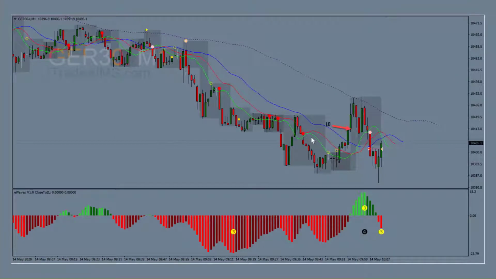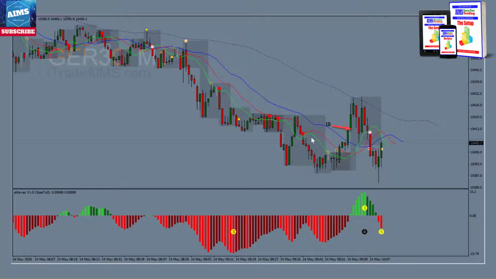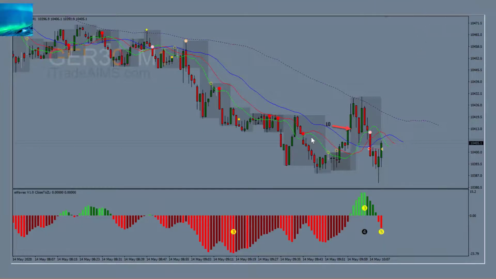Now today, as you can see on this chart, this is the German 30. If you don't know, and if it's your first video, welcome to the channel. We trade the DAX 30 at the London Open, which is 8 o'clock UK time and 10 o'clock on my chart. So here I have marked the London Open.